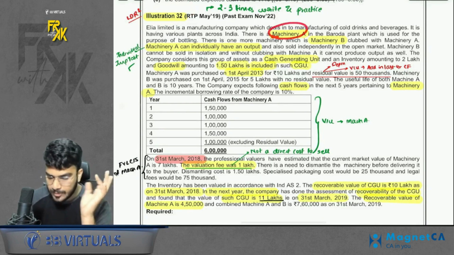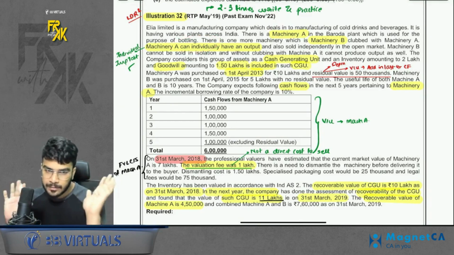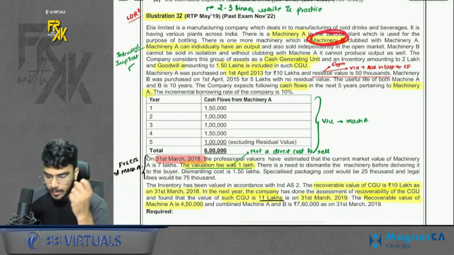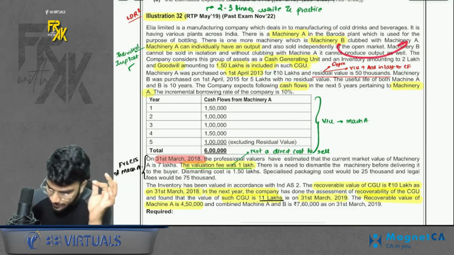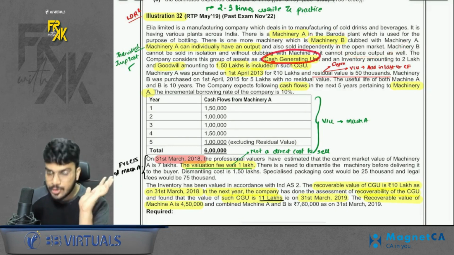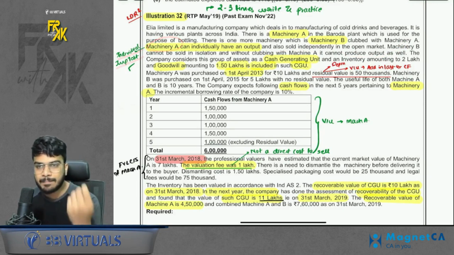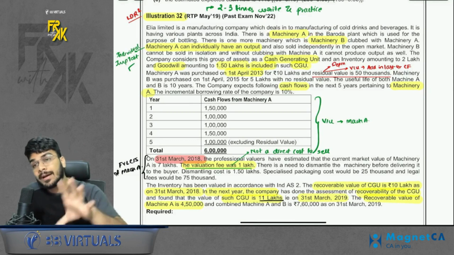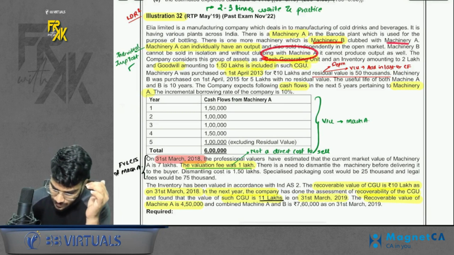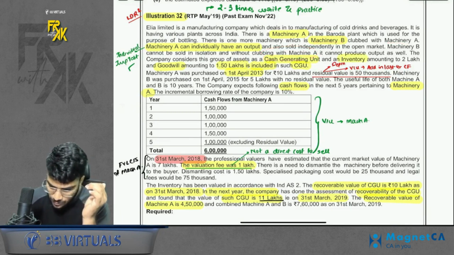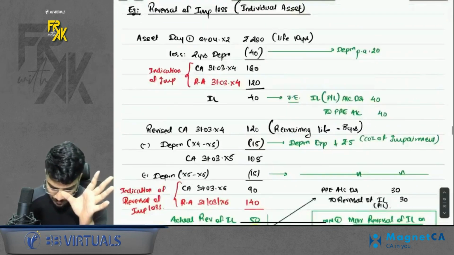What does it say? So we have a machine A. Machine A has an individual output, so it can be tested for impairment individually. We also have a machine B, but it says that machine B cannot be tested individually. It has to be clubbed with A for testing. So there is a CGU here. But the issue here is machine A can be done with individual impairment test, but for machine B, it says you have to club machine A again with B. Also in the CGU, apart from machine A and machine B, there is also an inventory and there is also a goodwill, right?